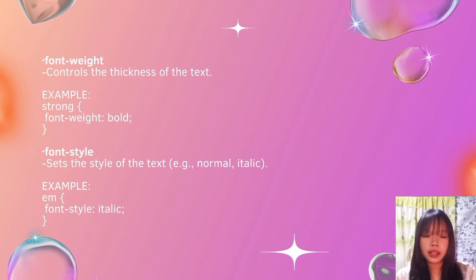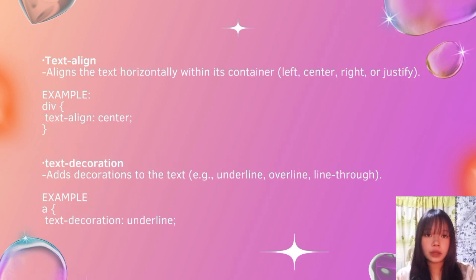Font style can be normal or italic. So font-style italic, font-style is the keyword. Then text align, where you can center, justify, and right. Next is text decoration. You can use underline, overline, or line-through. An example below is text-decoration underline.